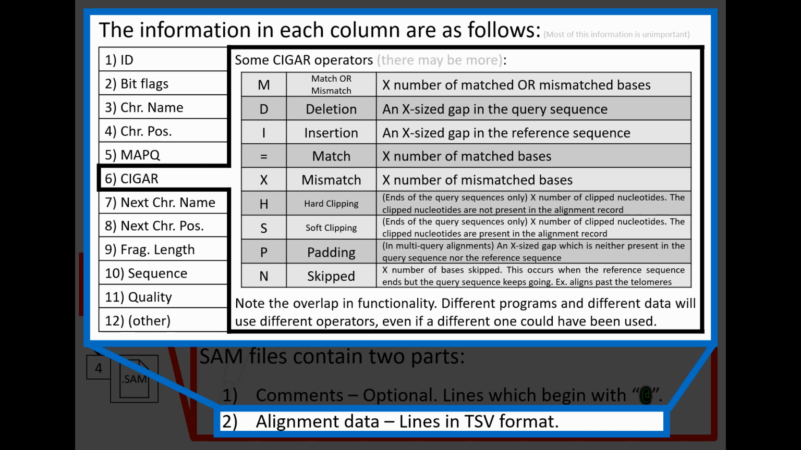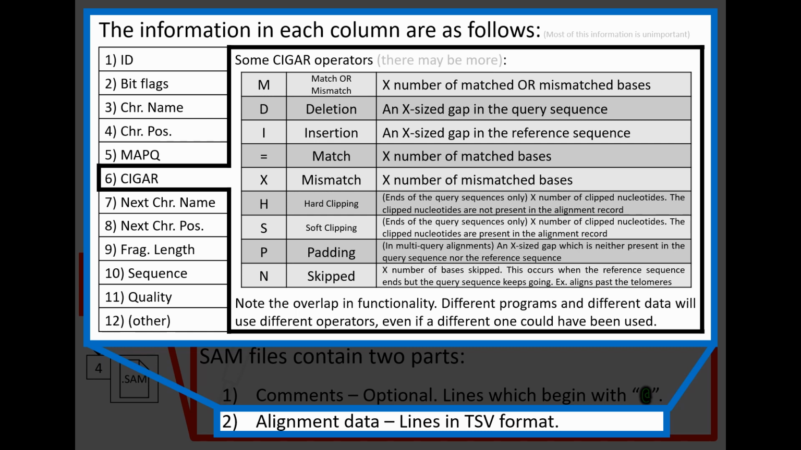H stands for hard clipping, while S stands for soft clipping. They function like deletions, but at the ends of the query sequence. According to the official SAM file specifications, hard clipping should be used when a read is chopped up into subsequences which align to different parts of the genome and are recorded in separate entries.